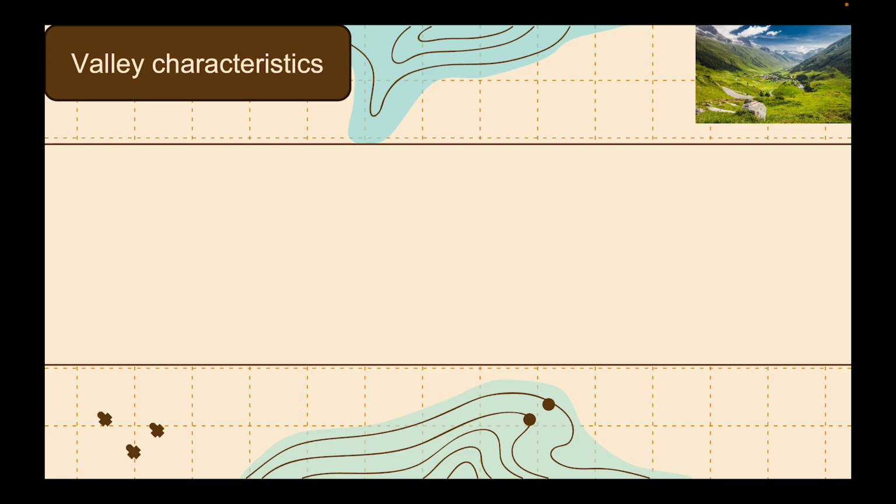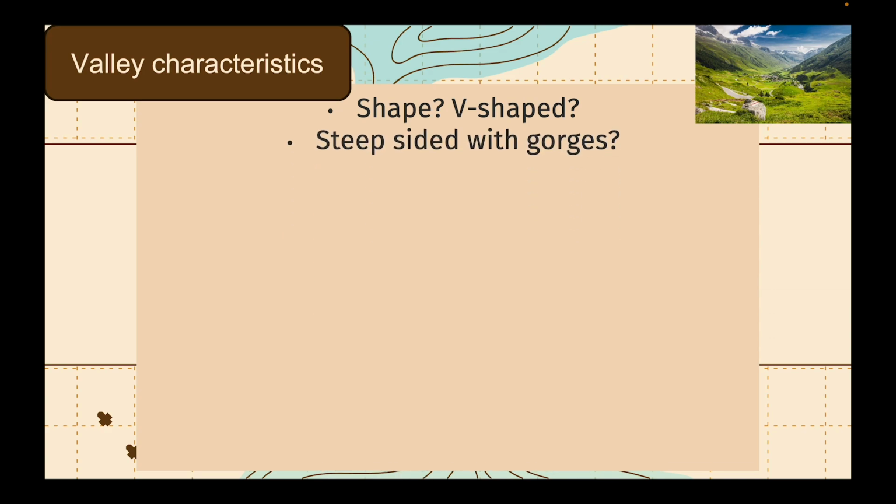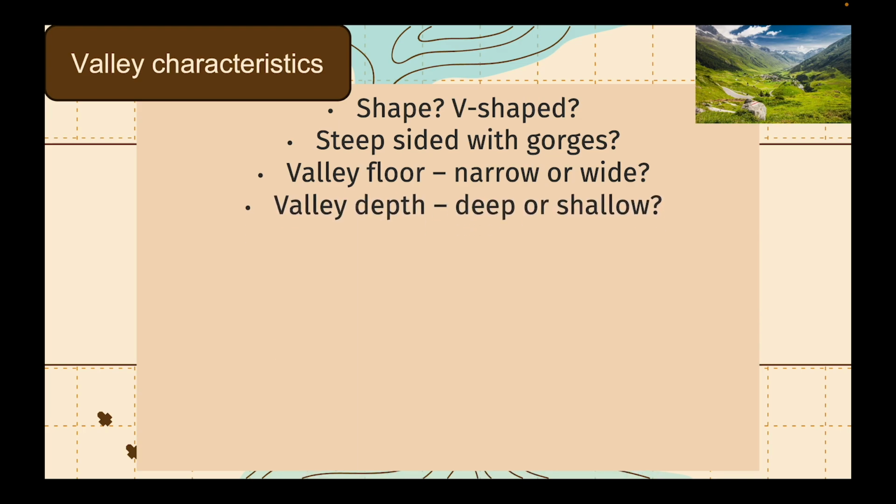Well, the question also asks for valleys. So again, what features are we looking for when describing a valley? The first thing to consider is its shape. Is it V-shaped, for example? Is it steep-sided? Usually if there are waterfalls, there would likely be gorges too. The valley floor, is it narrow or wide? As well as its depth, deep or shallow? Are there any interlocking spurs, for example?